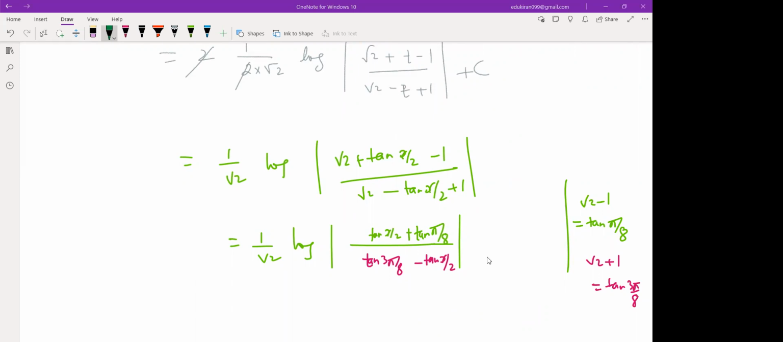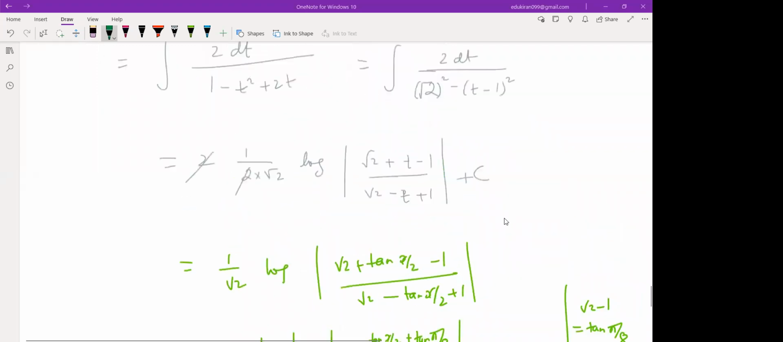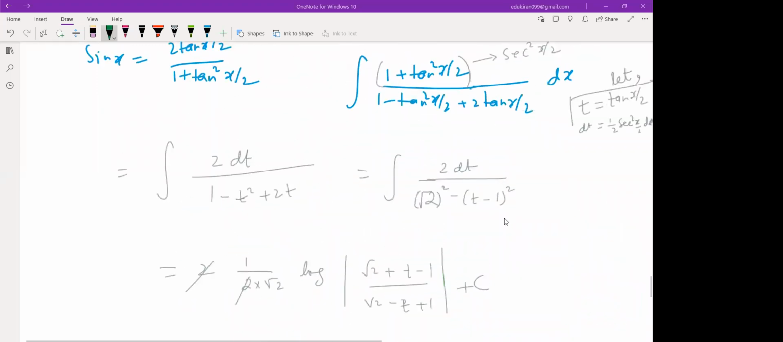No, sir. I actually converted the denominator in terms of products. Like I got it as t minus 1 into t plus 1, and I used the partial fraction method. But it is not t minus 1 into t plus 1, no?